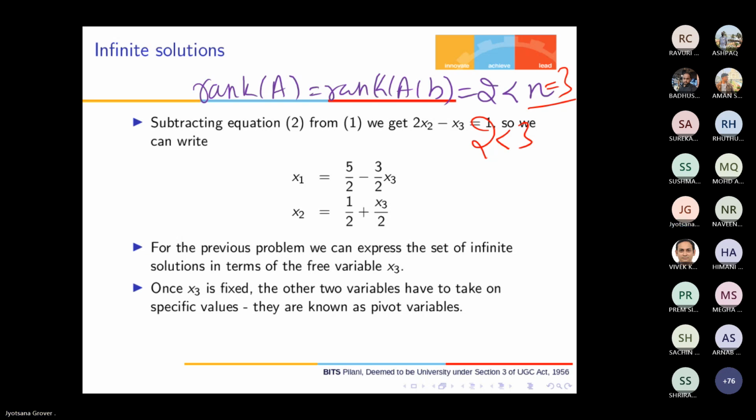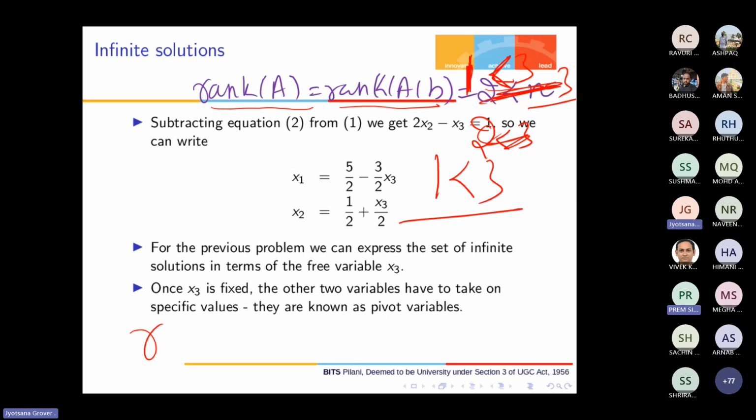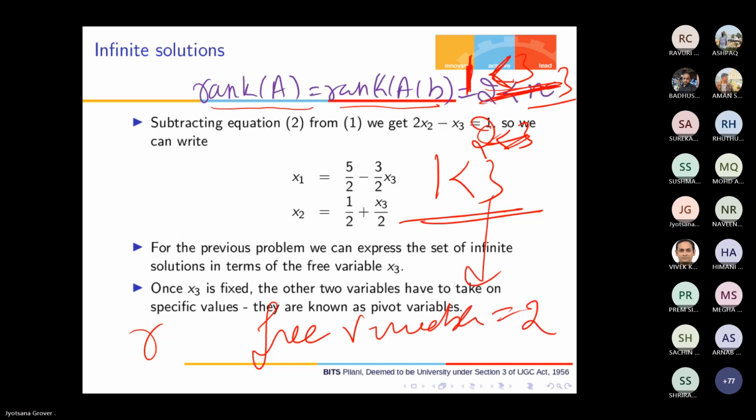Suppose the rank of A is equal to the rank of the augmented matrix, say 1, and it is less than 3. Can you tell me in that case how many free variables will be there? Two. Correct, two free variables in that case. You can have one free variable, two free variables also.